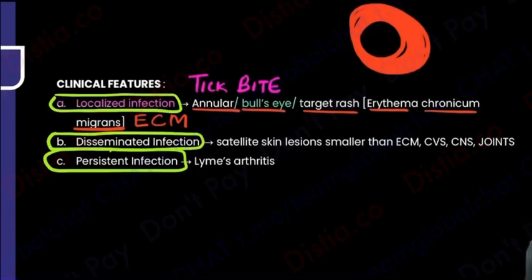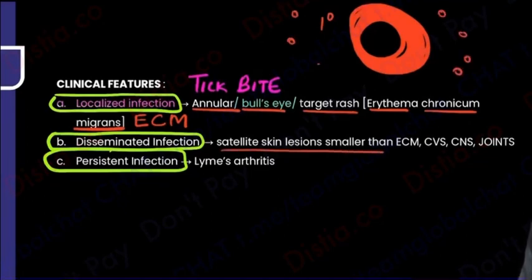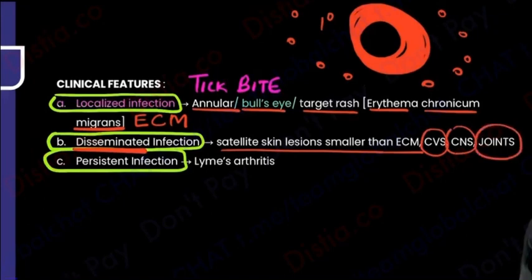Not only that, that is your primary, where the tick was biting, erythema chronicum migrans. After some time, you will see small lesions in the periphery, similar small lesions called satellite lesions around it. Other than erythema chronicum migrans, small lesions will be seen around it. And disseminated means it's going to other organs. It is going to the cardiovascular system, the CNS, as well as the joints.